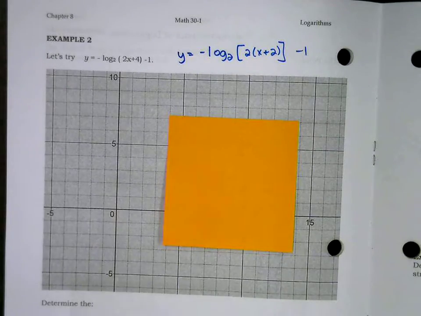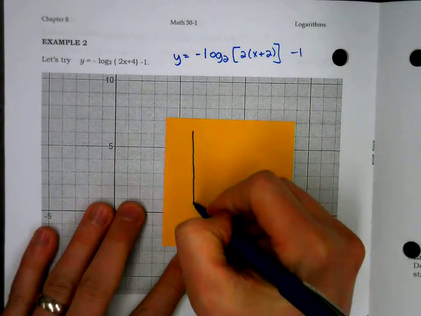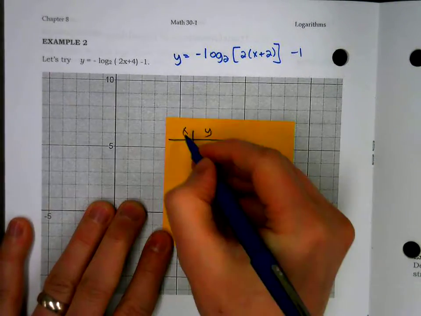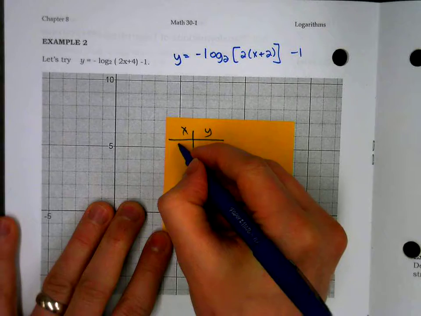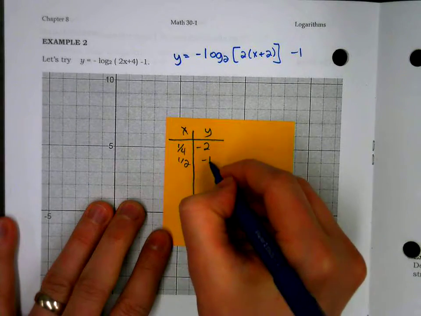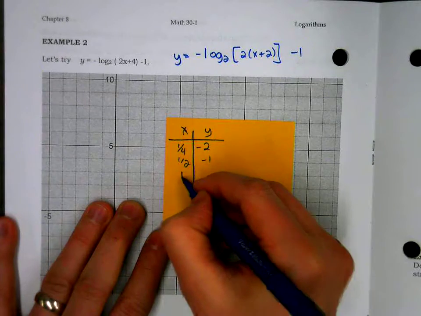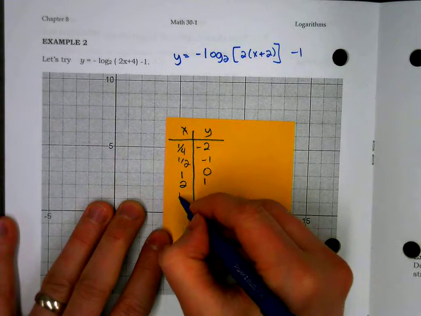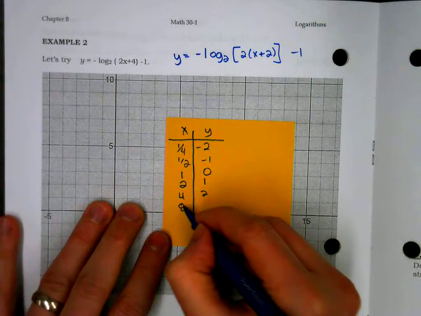So let's think about the original points that were on our first log base 2 graph, which were at (1/4, -2), (1/2, -1), (1, 0), (2, 1), (4, 2), and (8, 3).